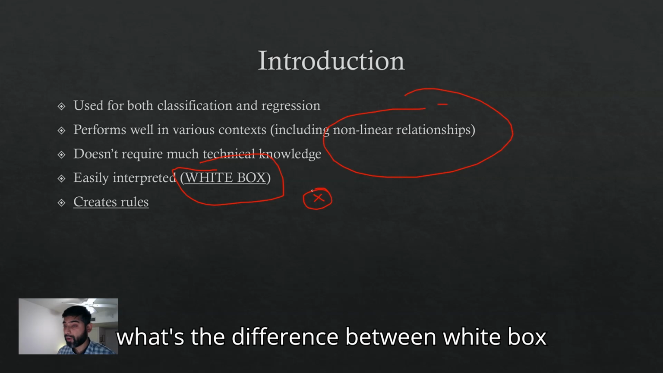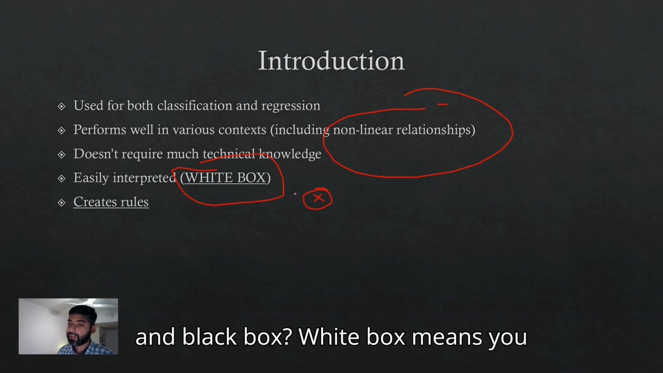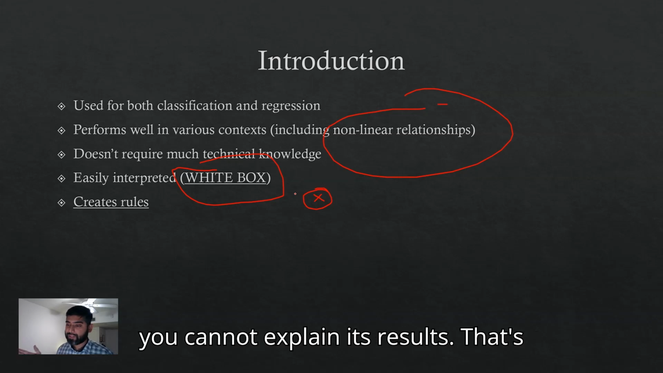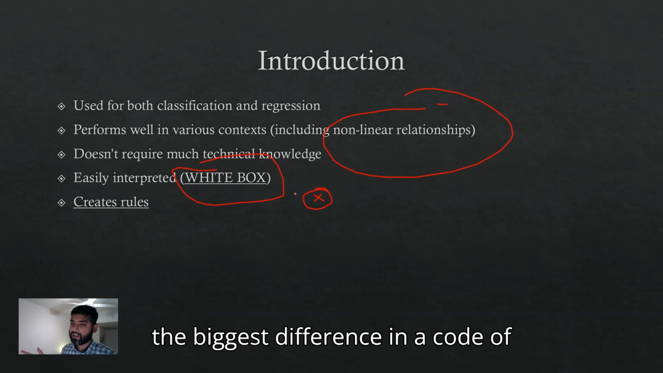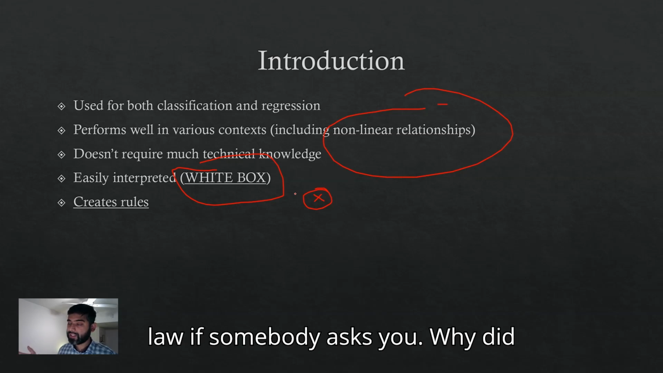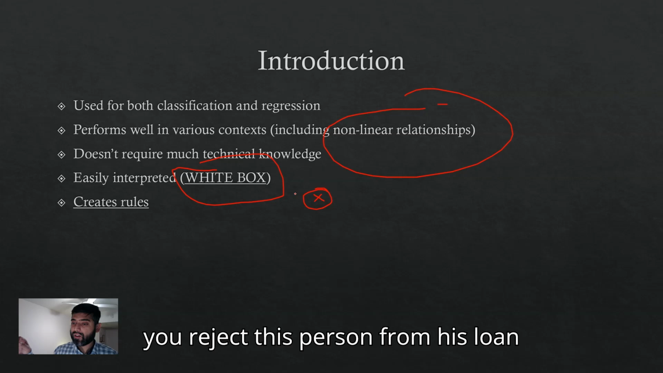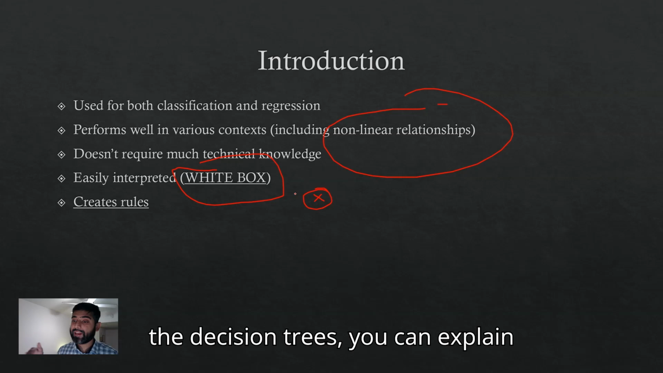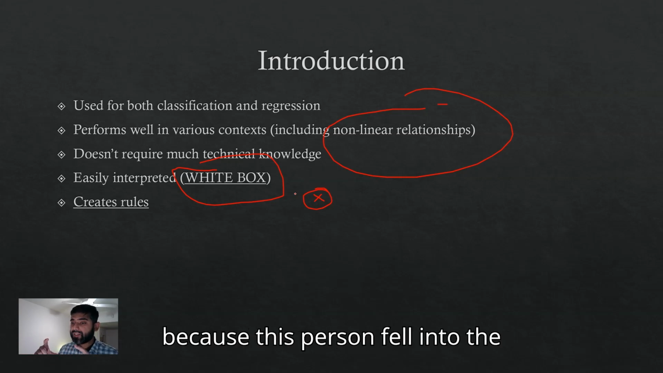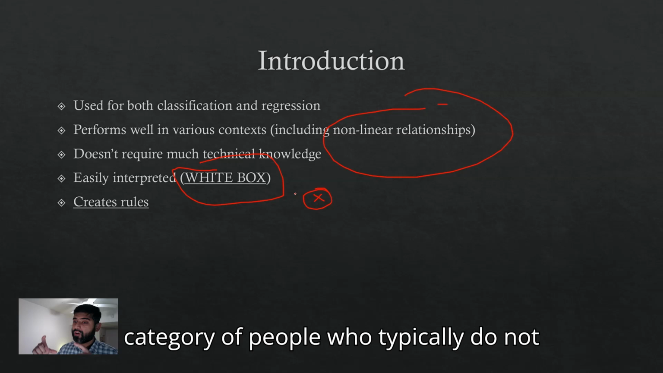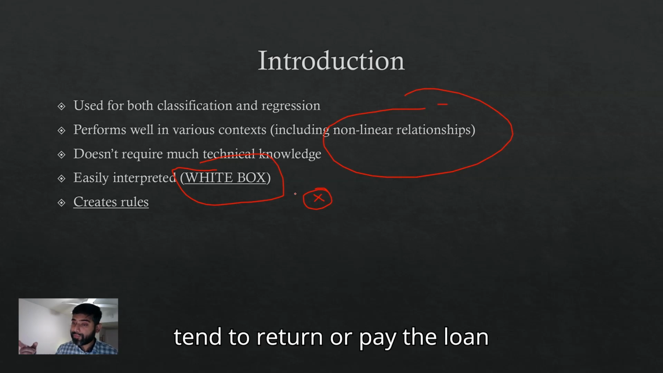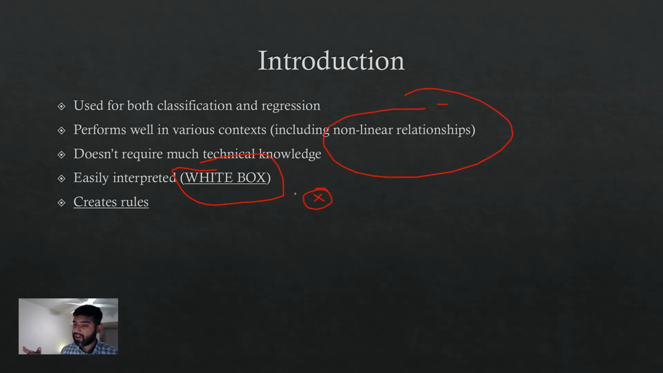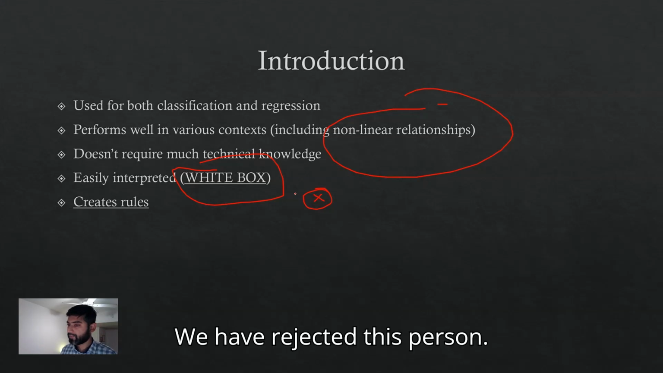Now, what's the difference between white box and black box? White box means you can explain its results. Black box means you cannot explain its results. That's the biggest difference. In a court of law, if somebody asks you, why did you reject this person from his loan application? If you use decision trees, you can explain because this person fell into the category of people who typically do not tend to pay the loan back. That is the reason we have rejected this person.